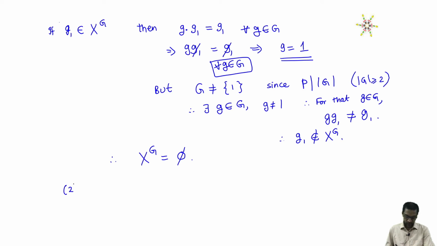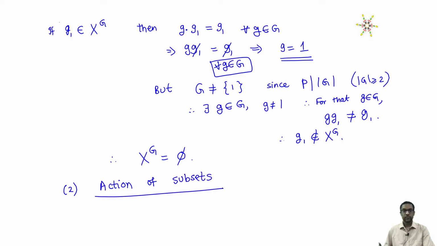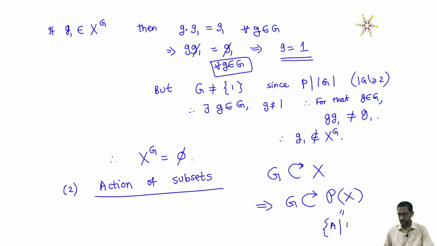Okay, so this is one example. Now here's another important example that will come up again. This has already occurred in our previous video. This is what we had called action on subsets. So what is the general setting here? If I have a group G which acts on a set X, then from this I can construct a new action of the group G on subsets of X. On the power set of X, the set of all A such that A is a subset of X.